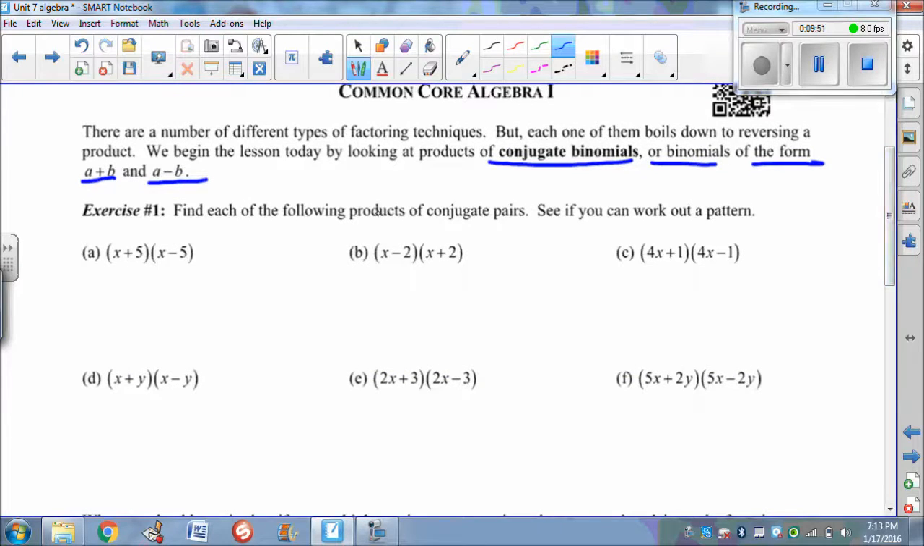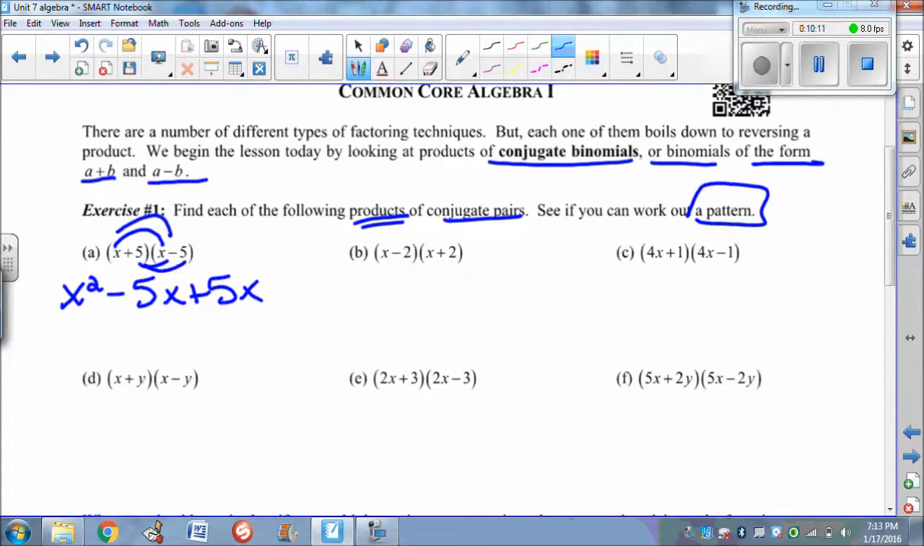So it says find each of the following products of conjugate pairs. See if you can see a pattern. Okay, we always talk about math having patterns. So in this first one, when I go through and I've got to multiply, I'm going to double distribute: x squared minus 5x plus 5x minus 25. Combining like terms, minus 5x plus 5x, those go to 0. So I'm left with x squared minus 25.